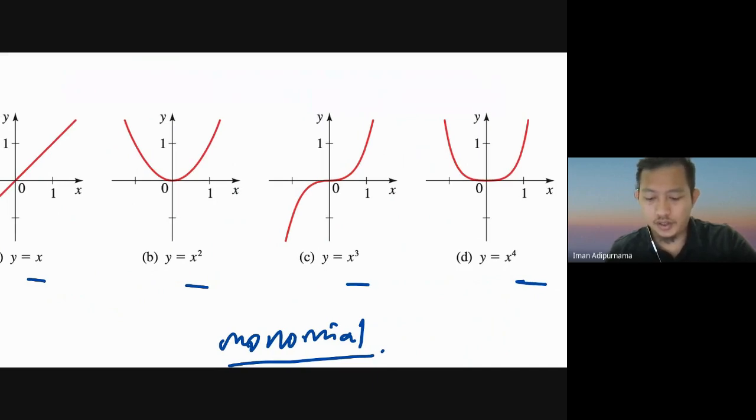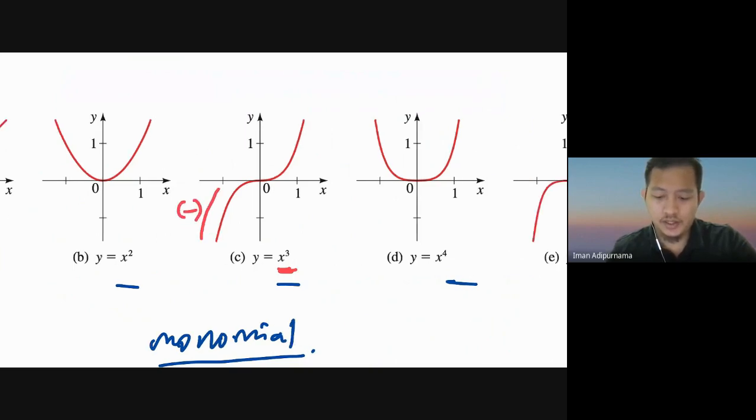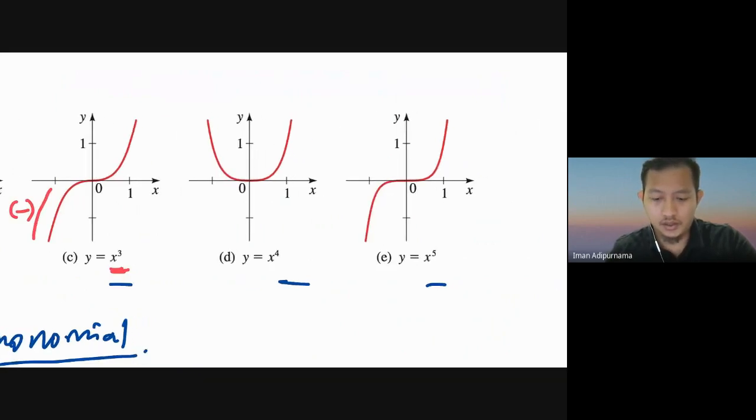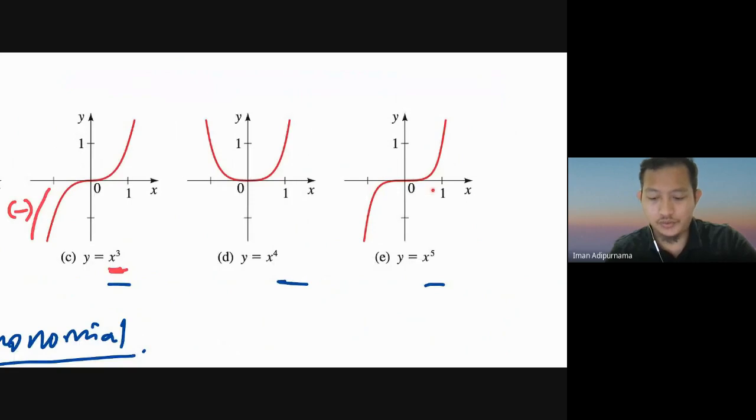If you see the cubic one, it will have the negative area here. And then back to x to the fourth, it's looking like x squared, but with a different area here. It's more flattened. Okay. And then you also get x to the power of 5. It's also similar to x cubed.